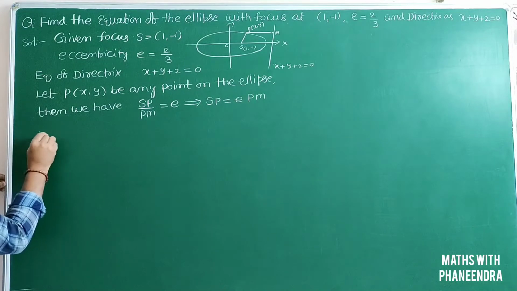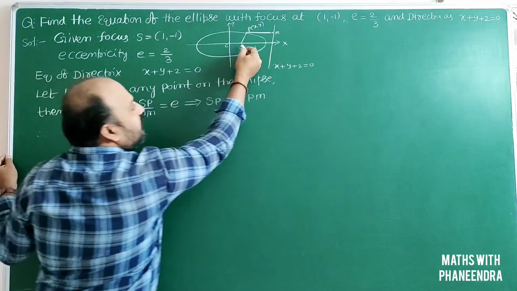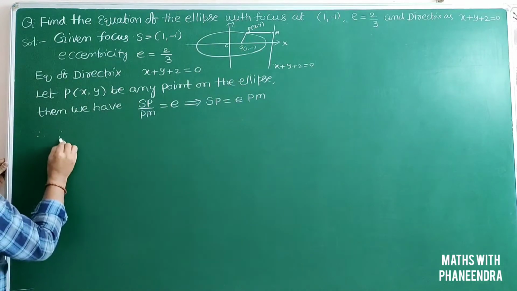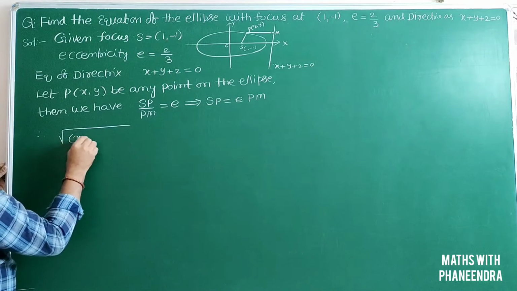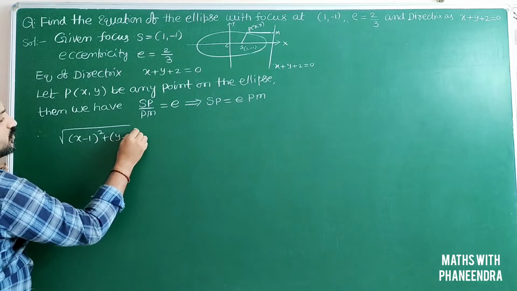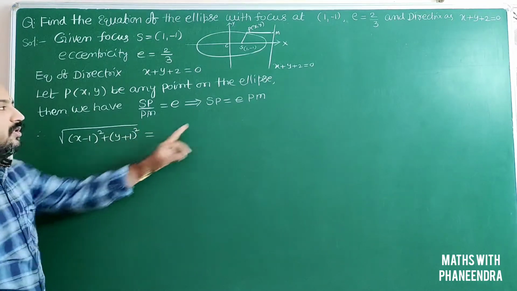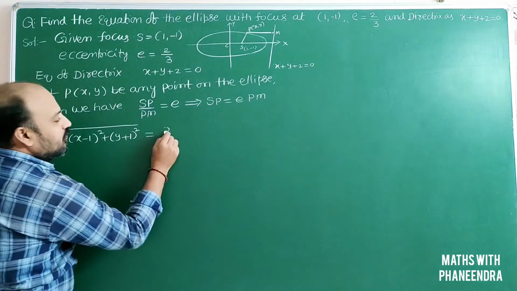Therefore, SP means what? The distance between point S and point P: square root of (x minus 1) whole square plus (y minus of minus 1), that is (y plus 1) whole square. SP value is completed. The E value is 2 by 3.